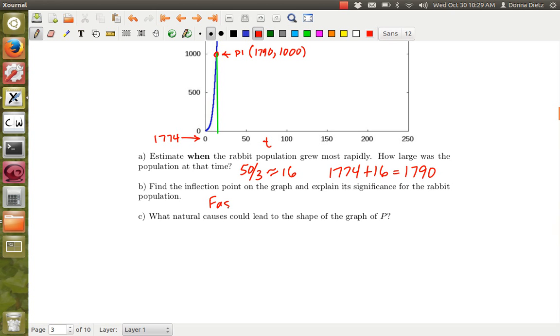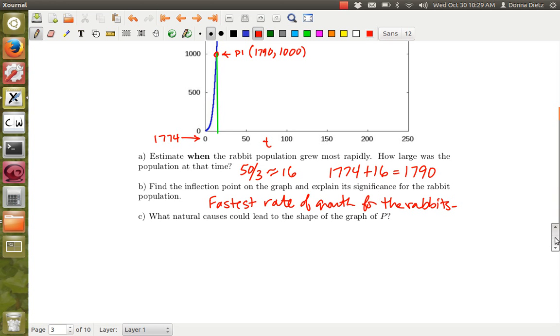This is exactly what we said before. Fastest rate of growth for the rabbits. It's not when they reached their max, but it's when they were growing the fastest.